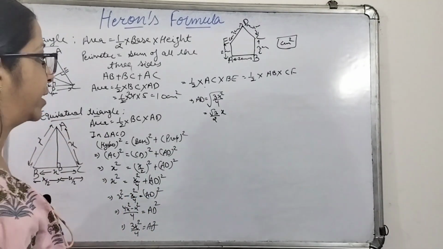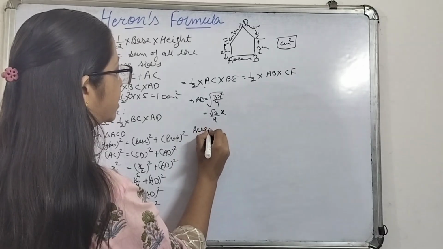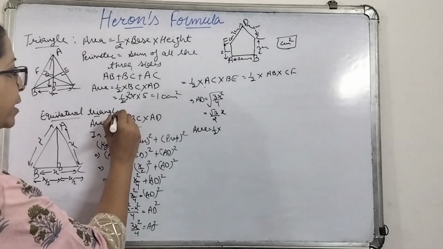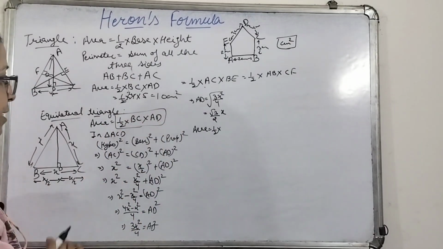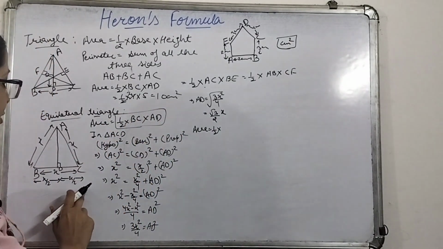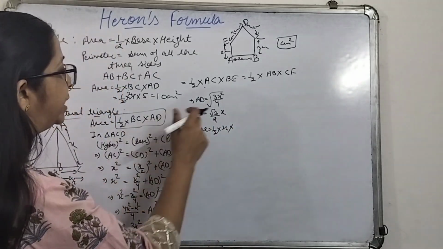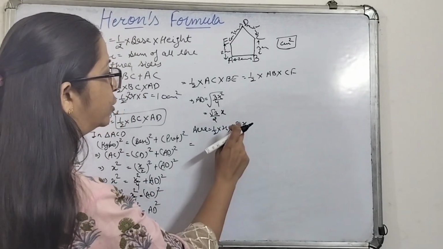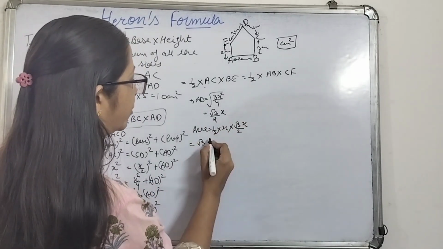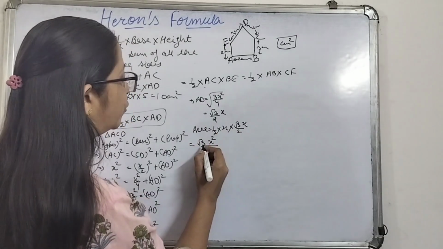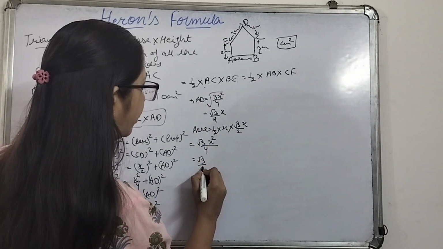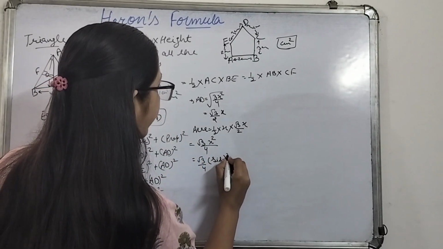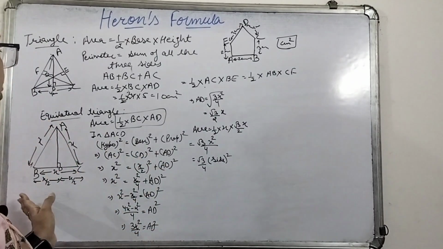Now we have to find the area. So what will the area be? Area is 1 upon 2 into base. The base will be BC, which we have considered as the base. So 1 upon 2 into BC, BC is x, into AD, AD is root 3 x by 2. If we solve it, root 3, x into x will become x square and 2 into 2 will become 4. So we say root 3 by 4 into side square will be the area of an equilateral triangle.